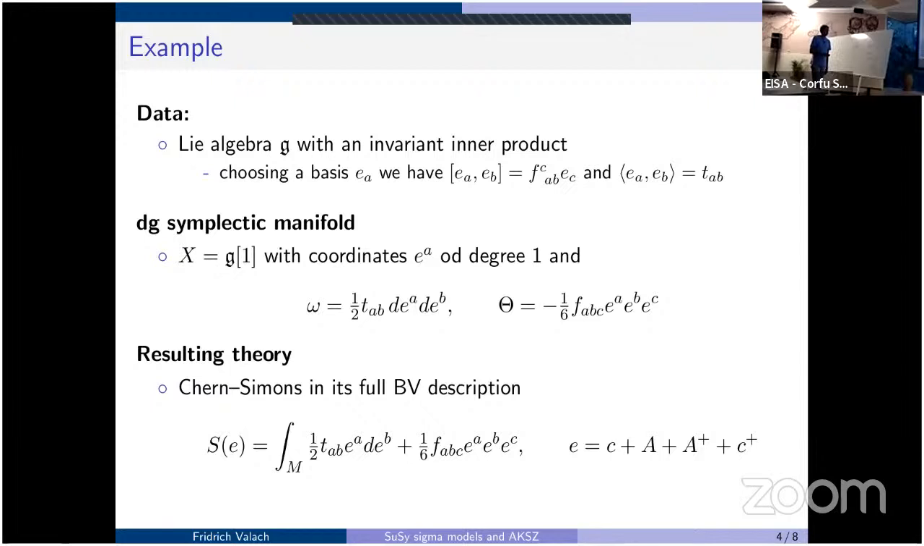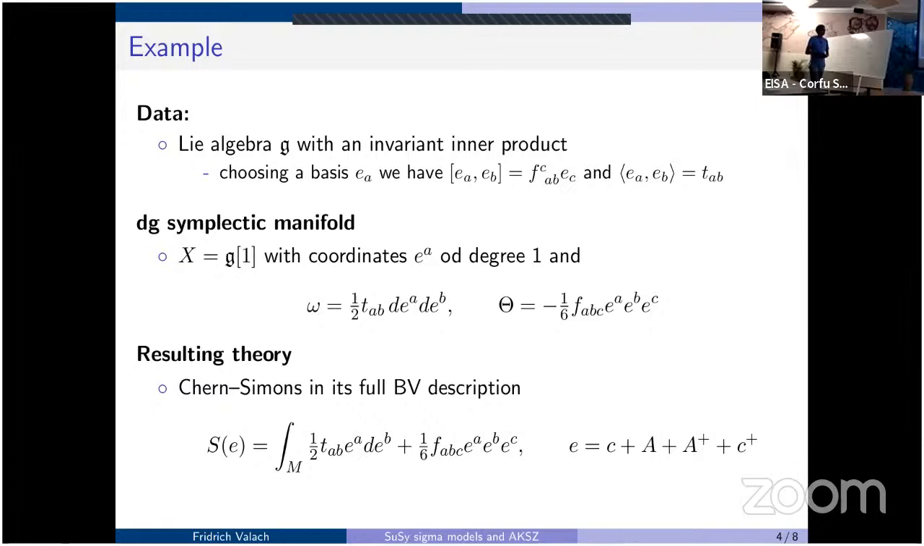So as I said, you take this e^a to be inhomogeneous differential forms, which means that since M is a three-manifold, it has a 0, 1, 2, and 3-form component. And so if you expand the whole thing, then you get the BV description. In particular, the part involving A's will give you the classical part of the Chern-Simons action. And this c is the ghost corresponding to the gauge symmetry, and these are the anti-fields in the BV formalism.